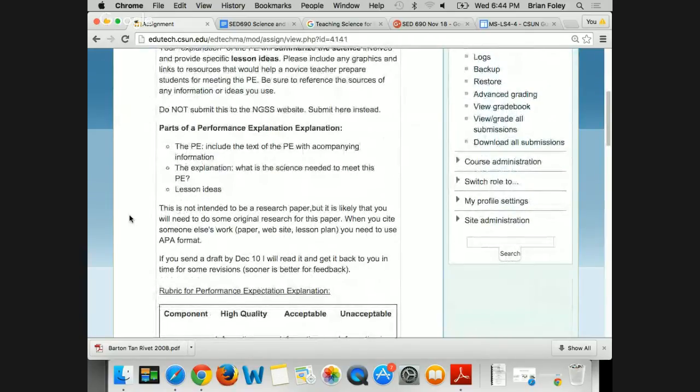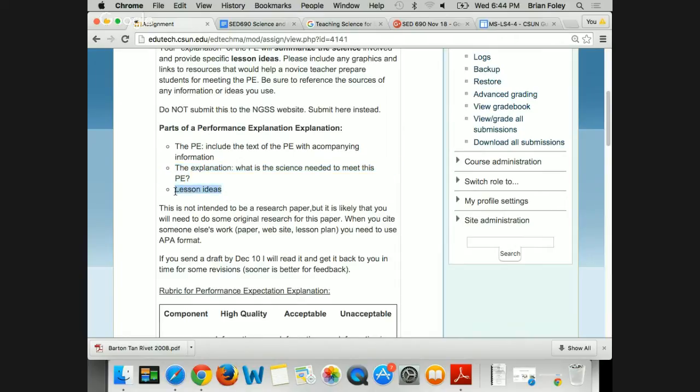So you want to pick a performance expectation. You want to describe what the PE is. Describe the science, a little mini lesson for maybe a teacher who didn't pay much attention when they were in school with that particular subject matter. Let's say they're teaching out of their area. What is the science that they need to know? That's this part here. And then talk about lesson ideas.